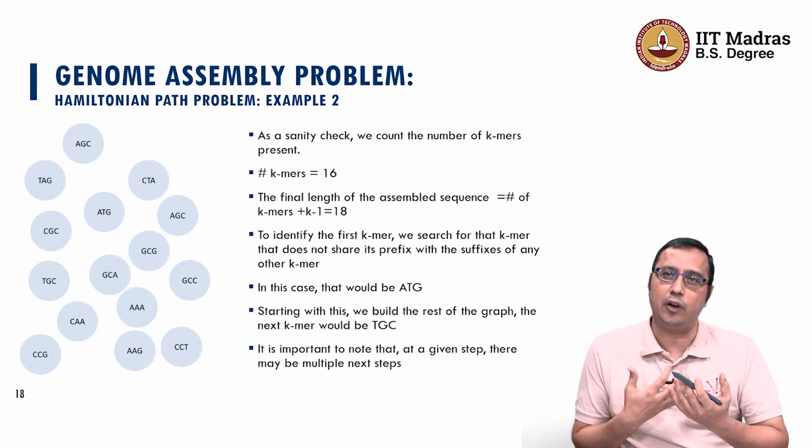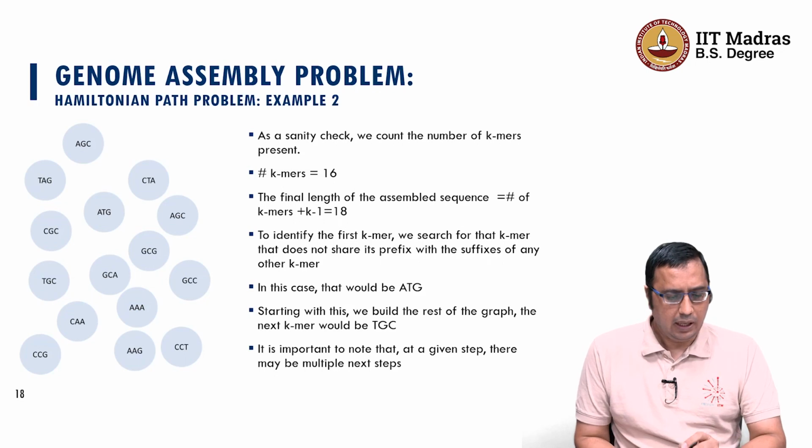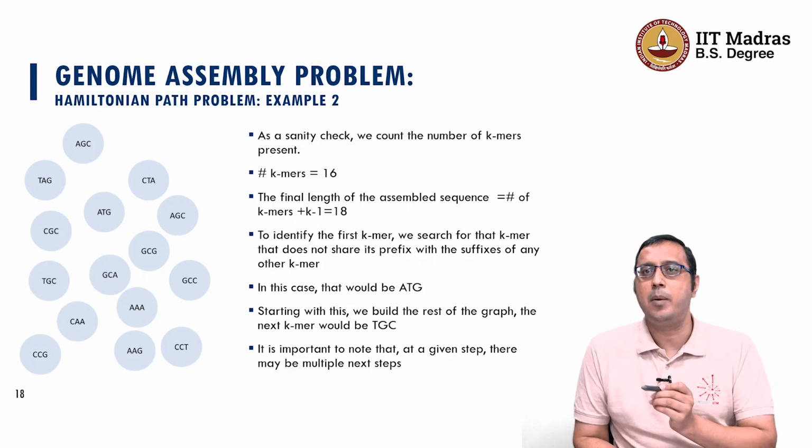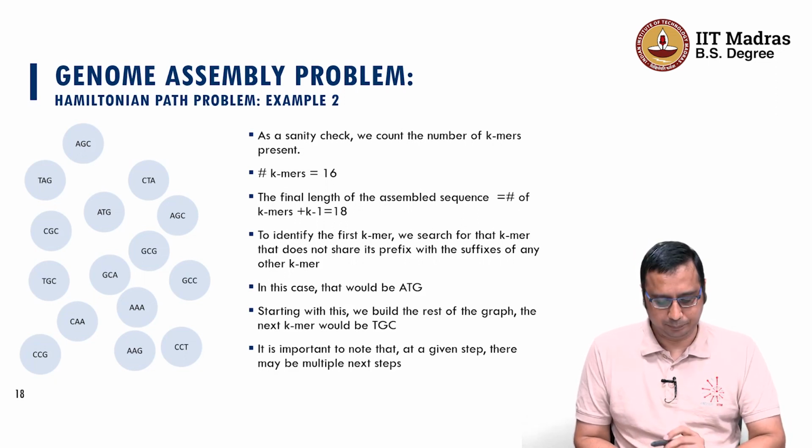If we are lucky, we have only one such k-mer. In this case, ATG is that k-mer, which is going to be the starting k-mer. We are going to use that. Once we have the starting k-mer, we want to start building a graph using the prefix and suffix functions, where if the suffix of a particular k-mer is equal to the prefix of another k-mer, then there will be a directed edge from that k-mer to the other k-mer. Okay.